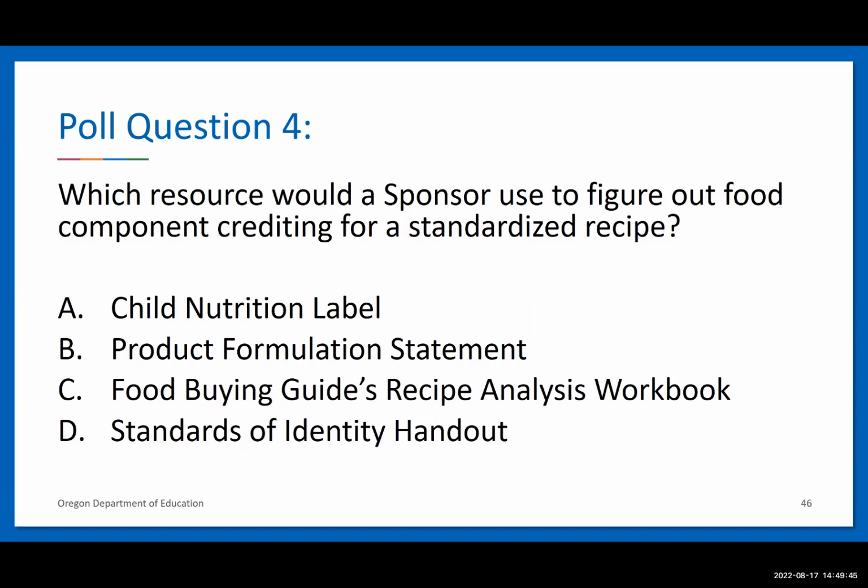Let's close that poll. The answer is C, the food buying guide's recipe analysis workbook. It looks like most of you picked that right answer. The recipe analysis workbook is a helpful tool to credit homemade recipes. All other resources listed on the poll would be needed for commercially prepared combination foods only. Now, if you know what resources are available, let's move this over to Kathy to discuss written procedures.